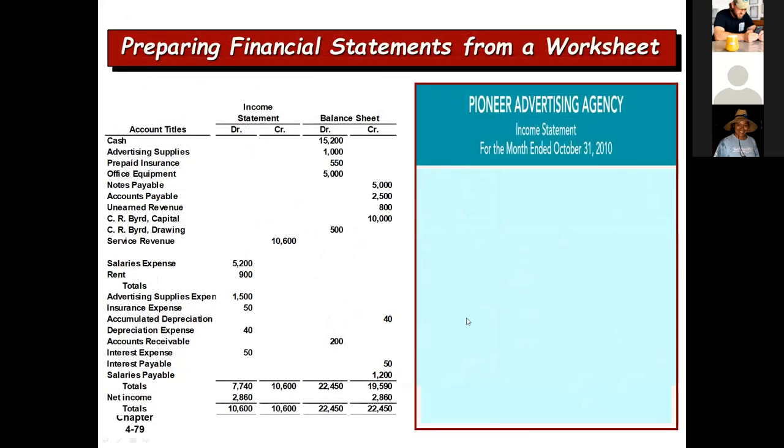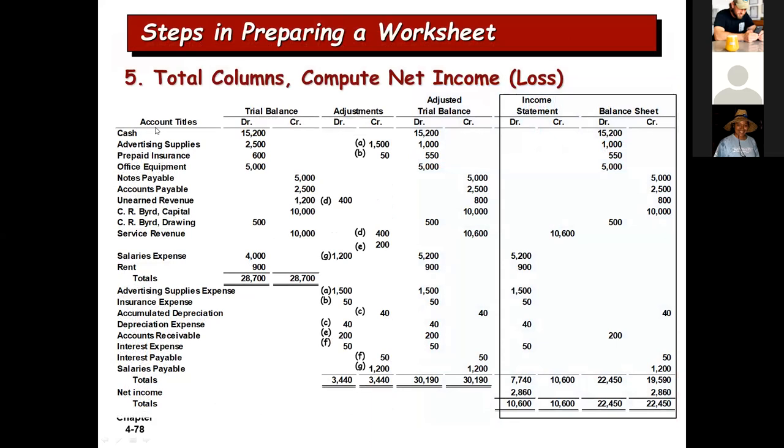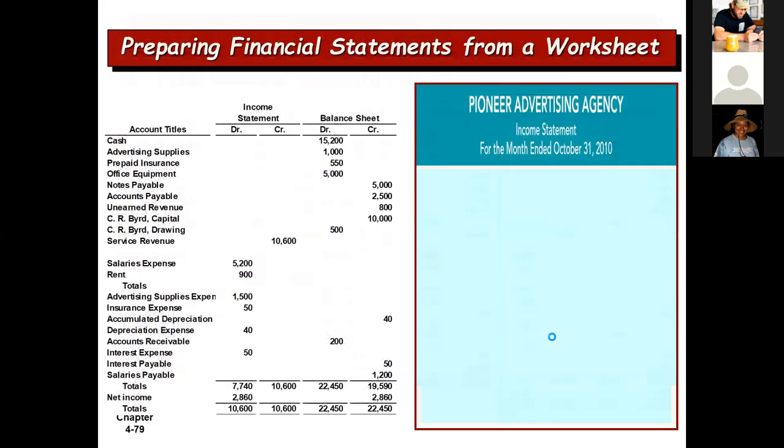So if I were just to show you how you prepare your income statement off the manual trial balance worksheet, basically you would go back and prepare your adjusted trial balance. And from your adjusted trial balance, you can prepare your income statement and balance sheet totals. And once you get those totals, you can actually pluck the numbers out of the columns from your worksheet and into your statement itself.